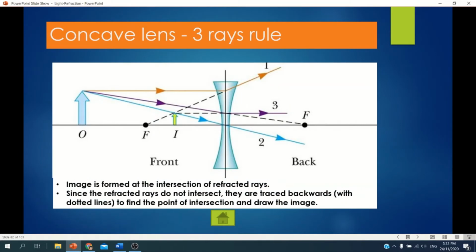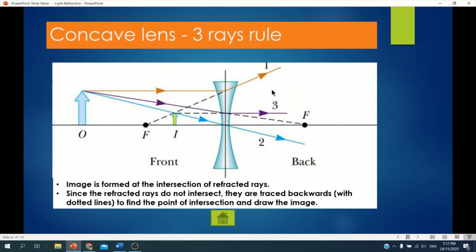Now, where is the image? Image is formed at the intersection of refracted rays. So you look at these three refracted rays. This one, and this one. Do they intersect here? No, they are diverging. They are going further and further away from each other. The more we lengthen, we draw them, they are going to go further apart. So they are diverging from one another. So where do they intersect?